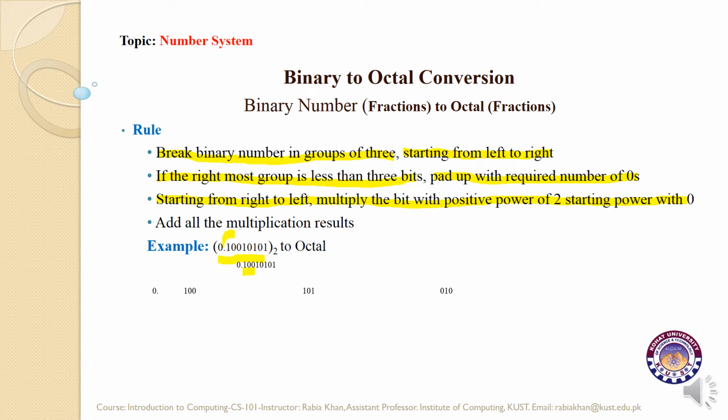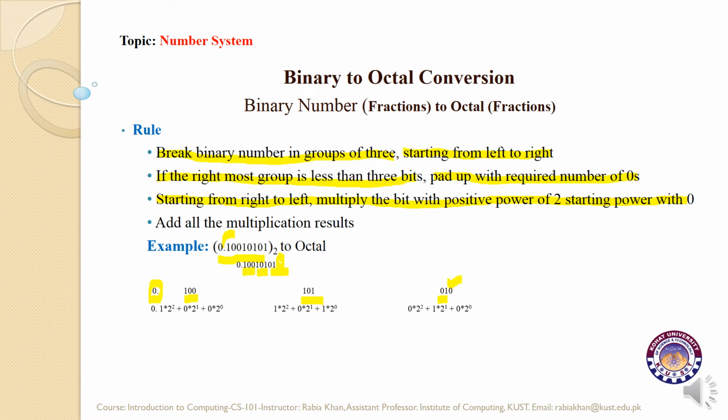100 is the first group, 101 is the second group, and 01 is the third group. Again here you can see the last group has 2 bits, so we can complete the group by adding an additional 0 here. This is how we divide the group. First group is 100, the decimal point stays the same at its place here. Second group 101 and last group is 01, so we added an additional 0 here.